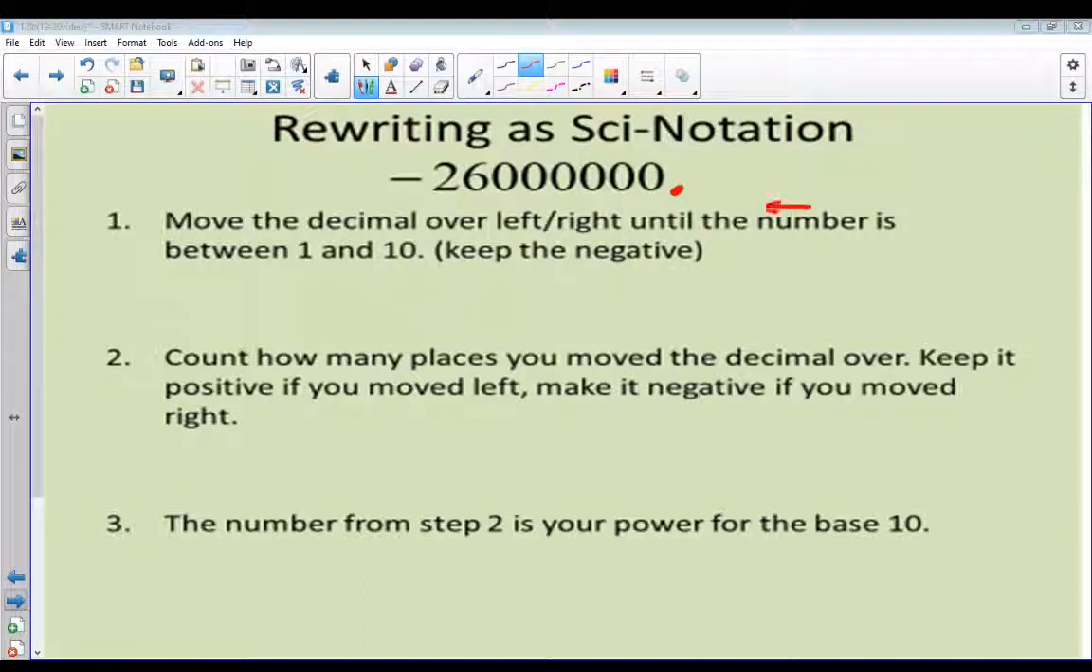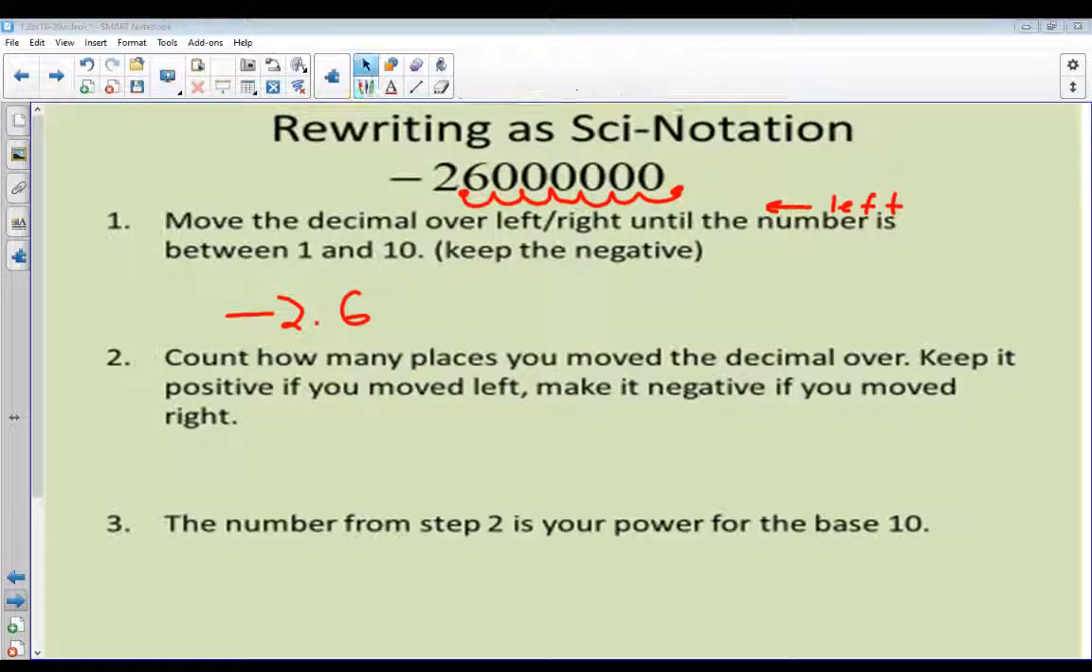And it looks like I'm going to have to move it left to do that. So 1, 2, 3, getting closer. 4, 5, getting closer. 6, 7. Bingo. That gives us -2.6. Ignoring the negative, 2.6 is between 1 and 10. And if we double check, we moved 1, 2, 3, 4, 5, 6, 7. We moved 7 to the left.